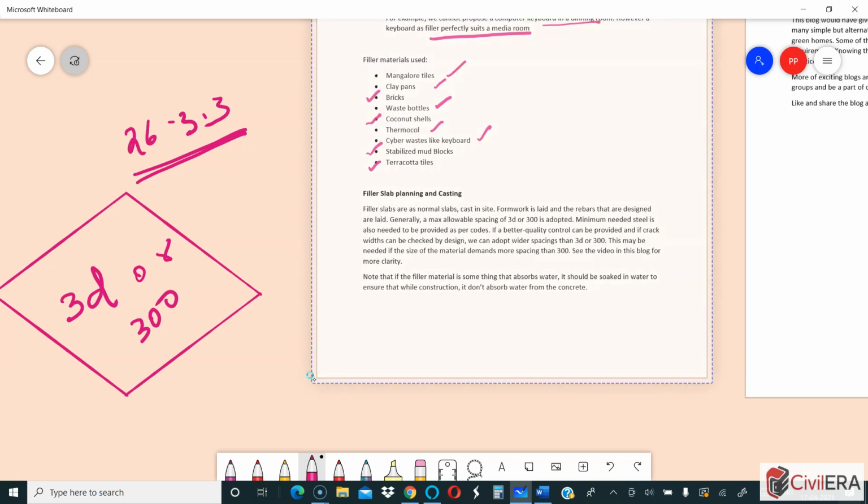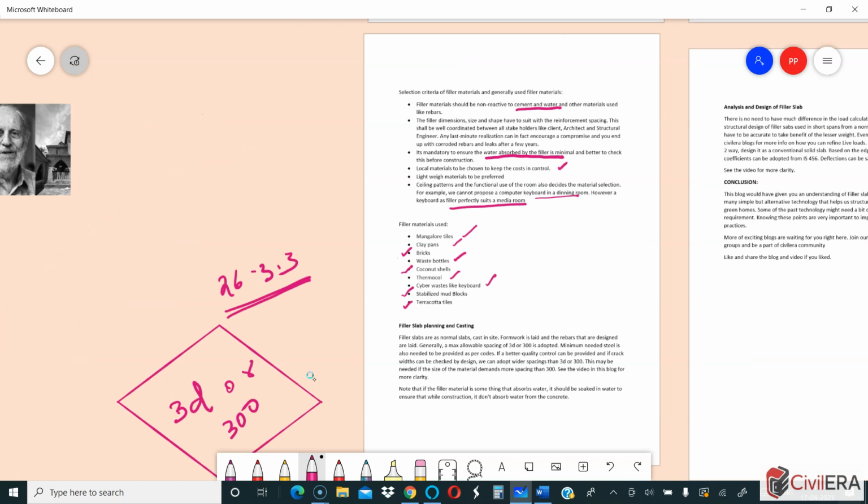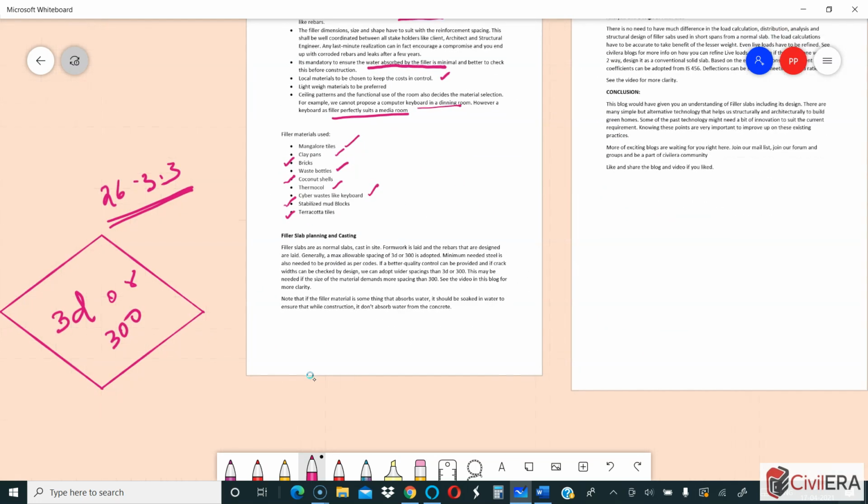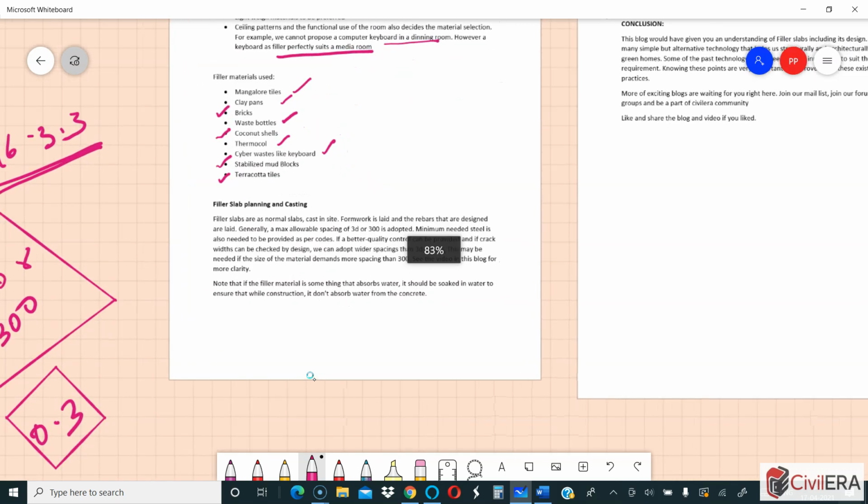And there is also a clause which says that if you are checking the crack width as per the annex in IS 456, then you can have a wider spacing than what is mentioned in the clause. So 3D or 300 need not be adhered to if you are checking the crack width and ensuring that it's within 0.3 millimeter. If you are able to do that, you can go for a wider spacing. The crack width calculation is also there in IS 456 in the annex.